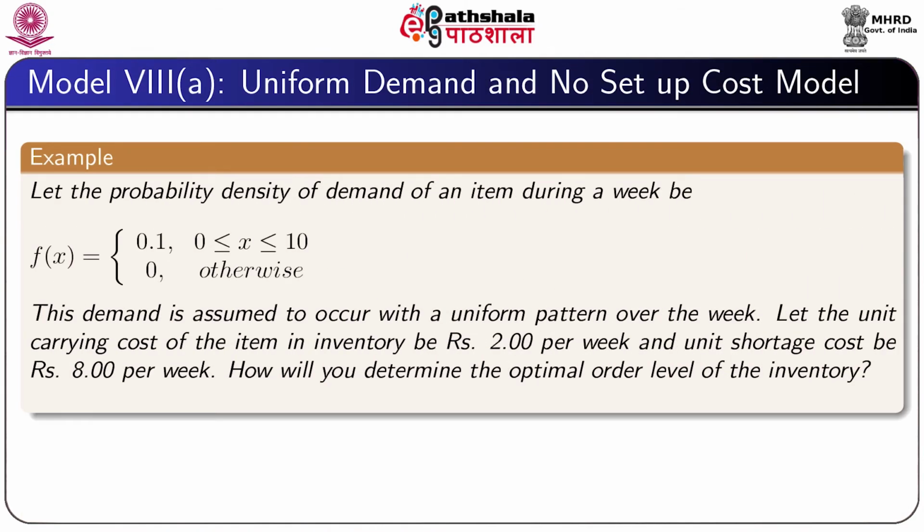Now, let us consider an example. Let the probability density of demand of an item during a week be f(x) equal to 0.1 when 0 less than or equal to x less than or equal to 10, and f(x) equal to 0 otherwise. This demand is assumed to occur with a uniform pattern over the week. Let the unit carrying cost of the item in inventory be rupees 2 per week and unit shortage cost be rupees 8 per week. Then we have to determine the optimum order level of the inventory.